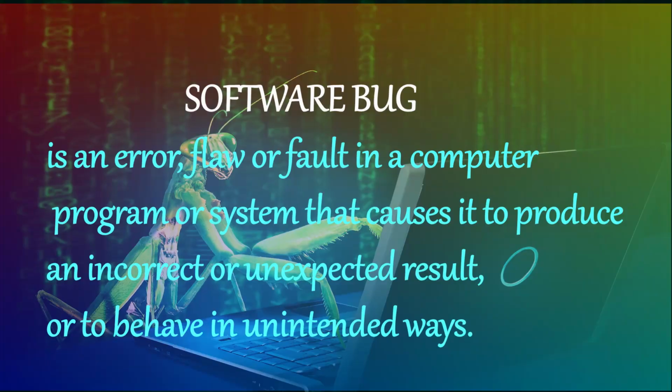Okay, Google, what is a software bug? Here's a summary from Wikipedia. A software bug is an error, flaw, or fault in a computer program or system that causes it to produce an incorrect or unexpected result, or to behave in unintended ways.